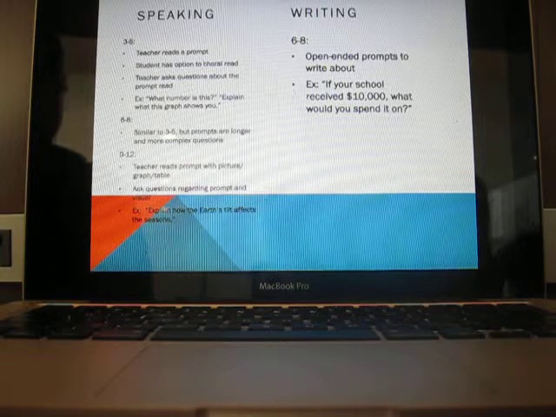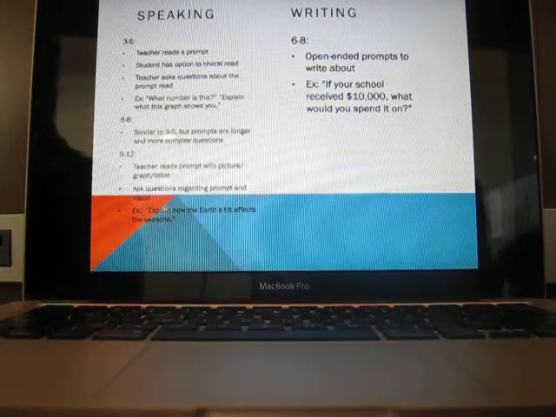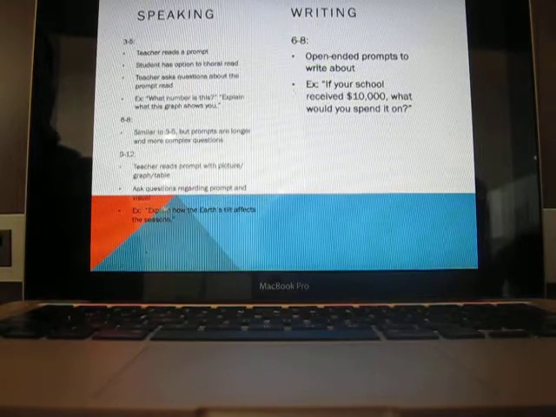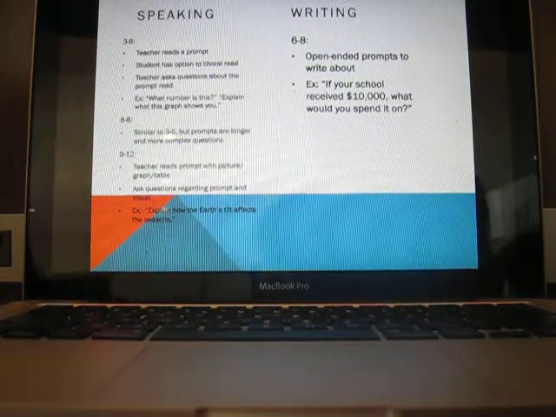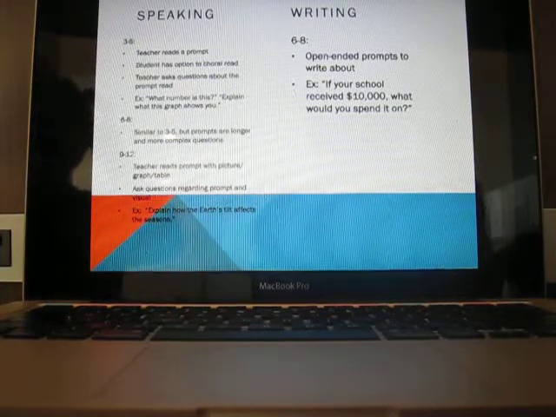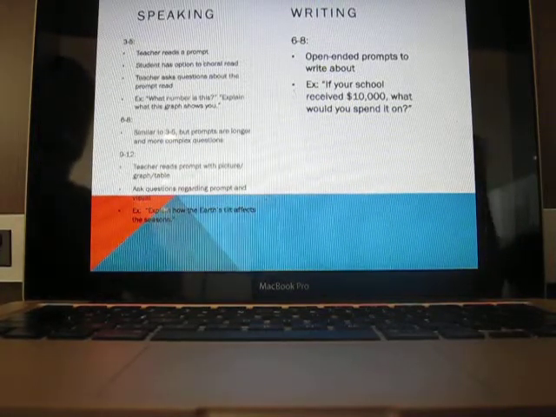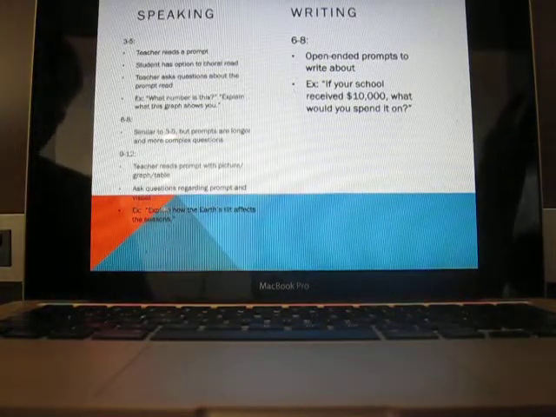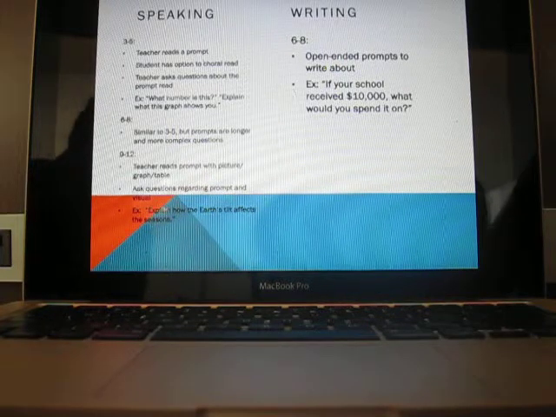And here are some examples of the formatting for the speaking. In clusters 3 through 5, the teacher or the test administrator reads a prompt. The student has an option to choral read with the teacher. The teacher asks questions about the prompt read. So for example, they might point at a number and say, "What number is this?" Or if they're looking at a graph, they ask the student to explain what the graph is showing you.